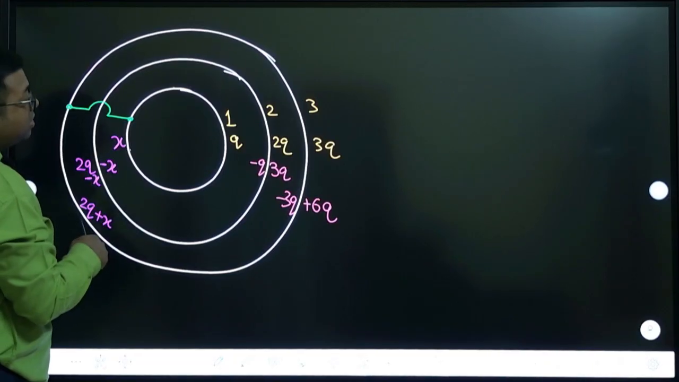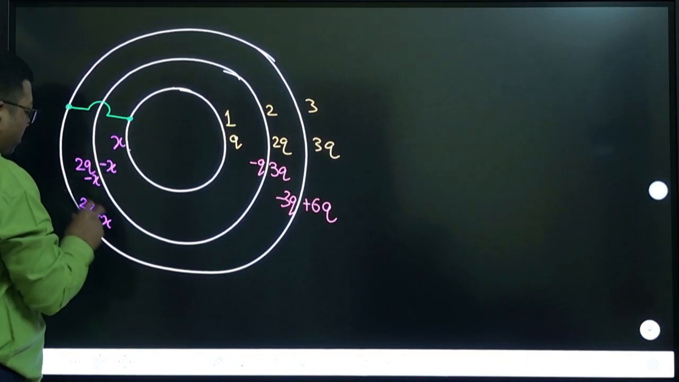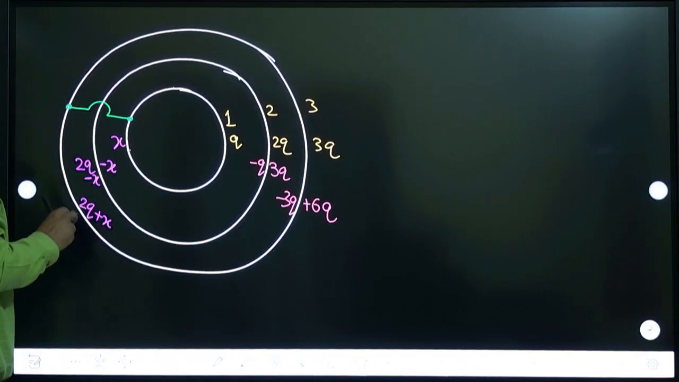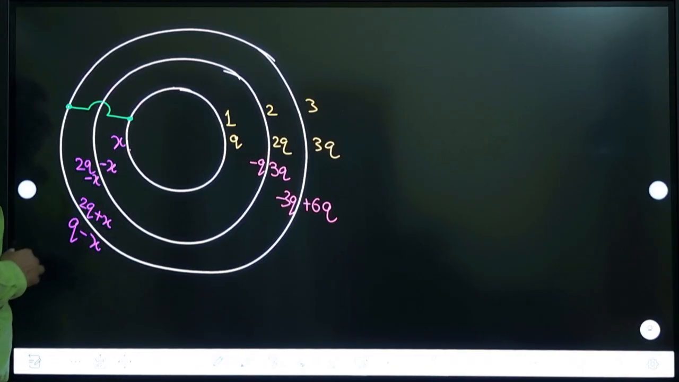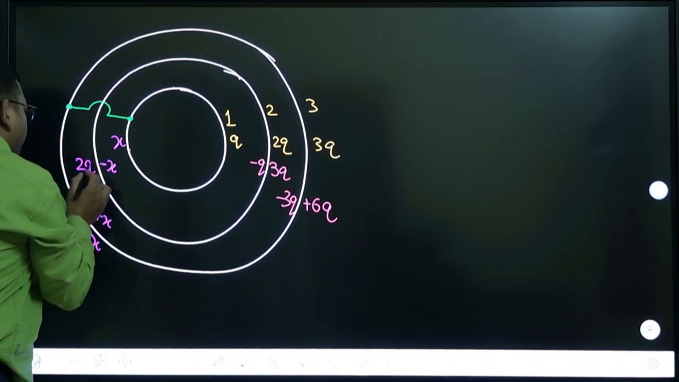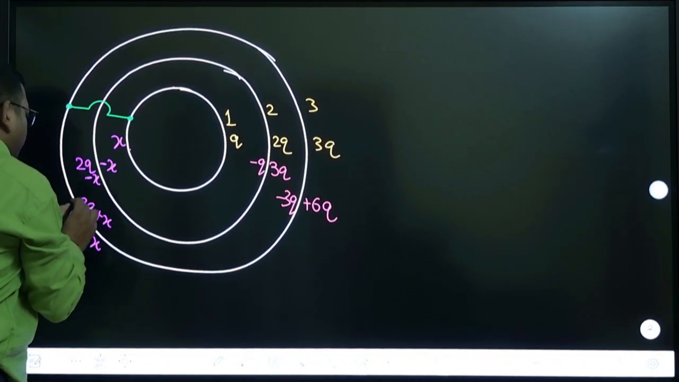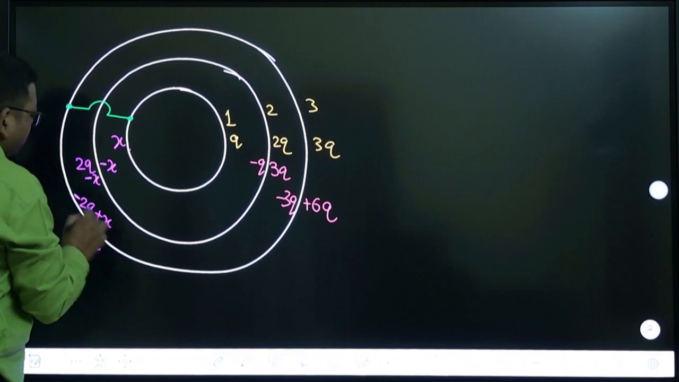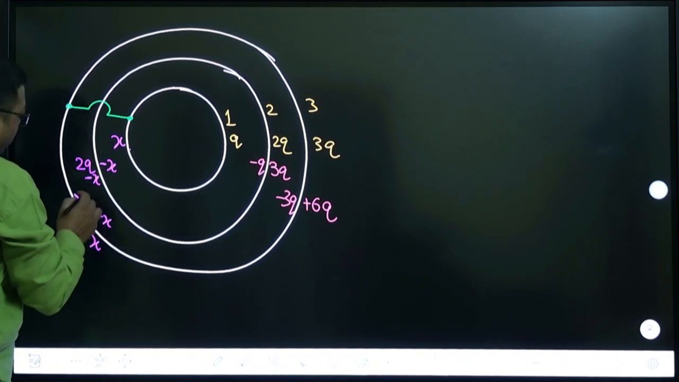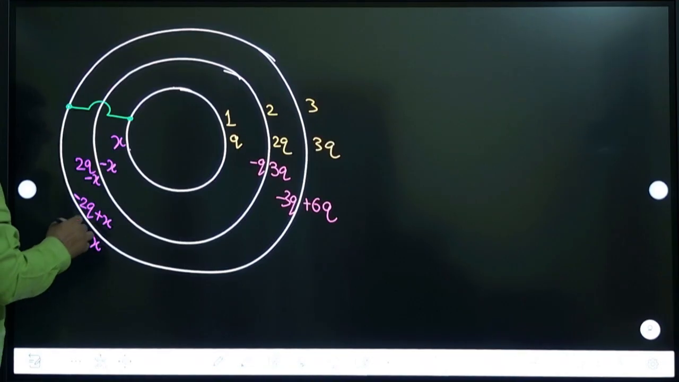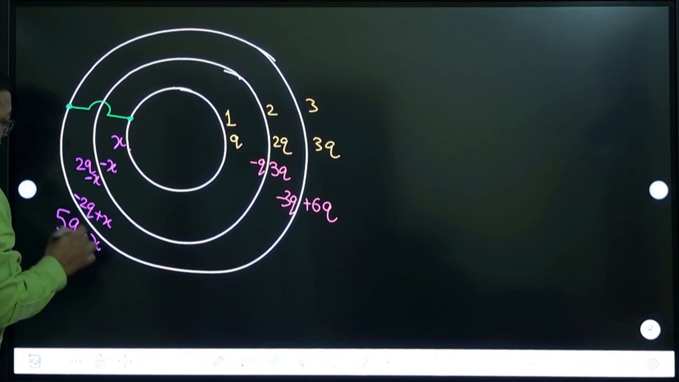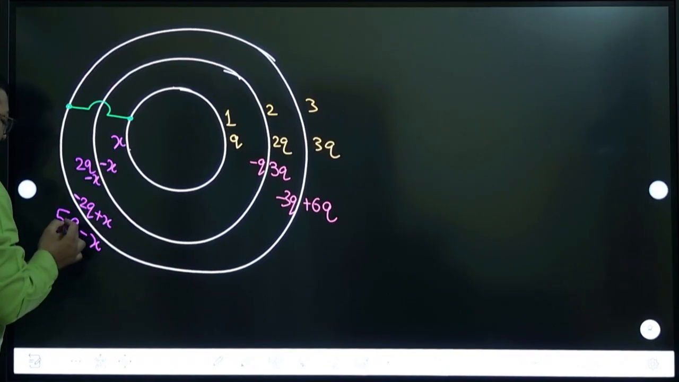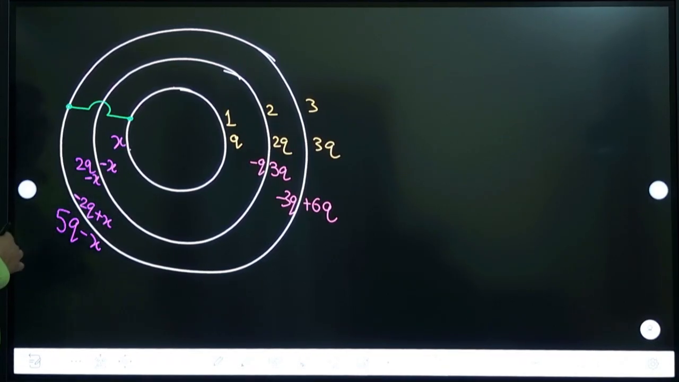Now how much is the remaining charge? The remaining was 3q, so this will be q minus x. Note that we need to take the opposite of that, so minus 2q plus x is the opposite. So now how much will be here? The total charge must be 3q, so it will be 5q. Minus x plus x will cancel, so 5q minus 2q will become 3q.